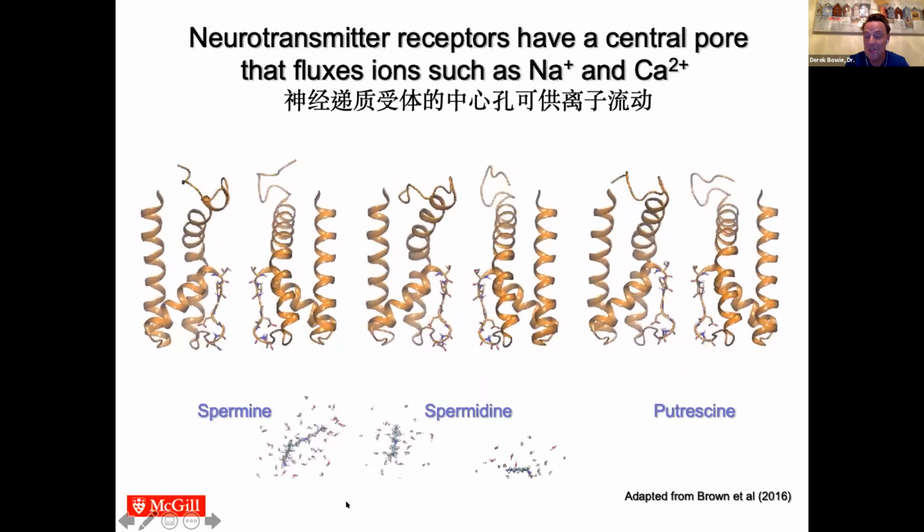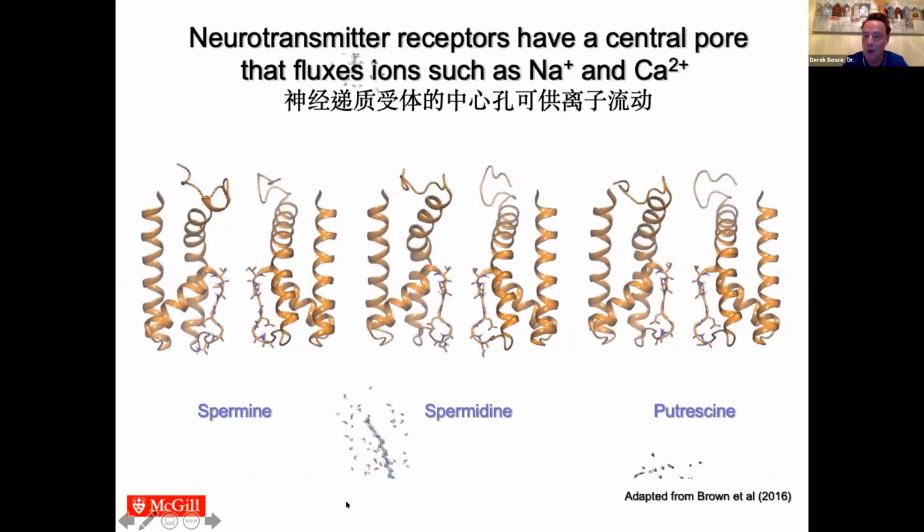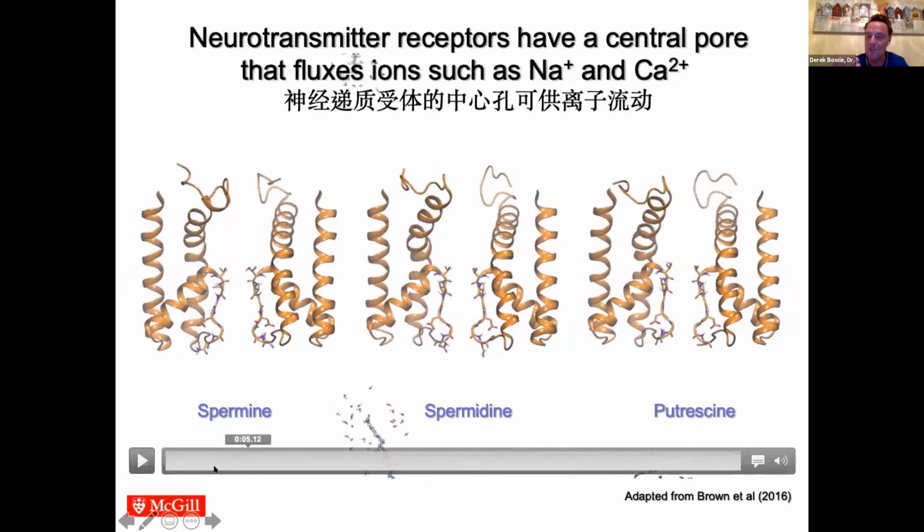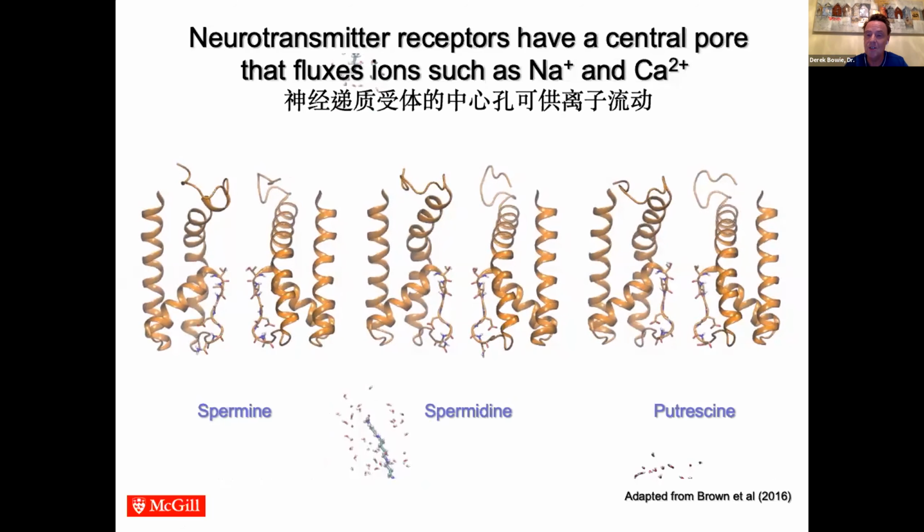And that's how our brain signals. That's exactly how it works. So it's working on this very, very fast femtosecond, nanosecond time scale. And the diseases tie into defects at this time scale.